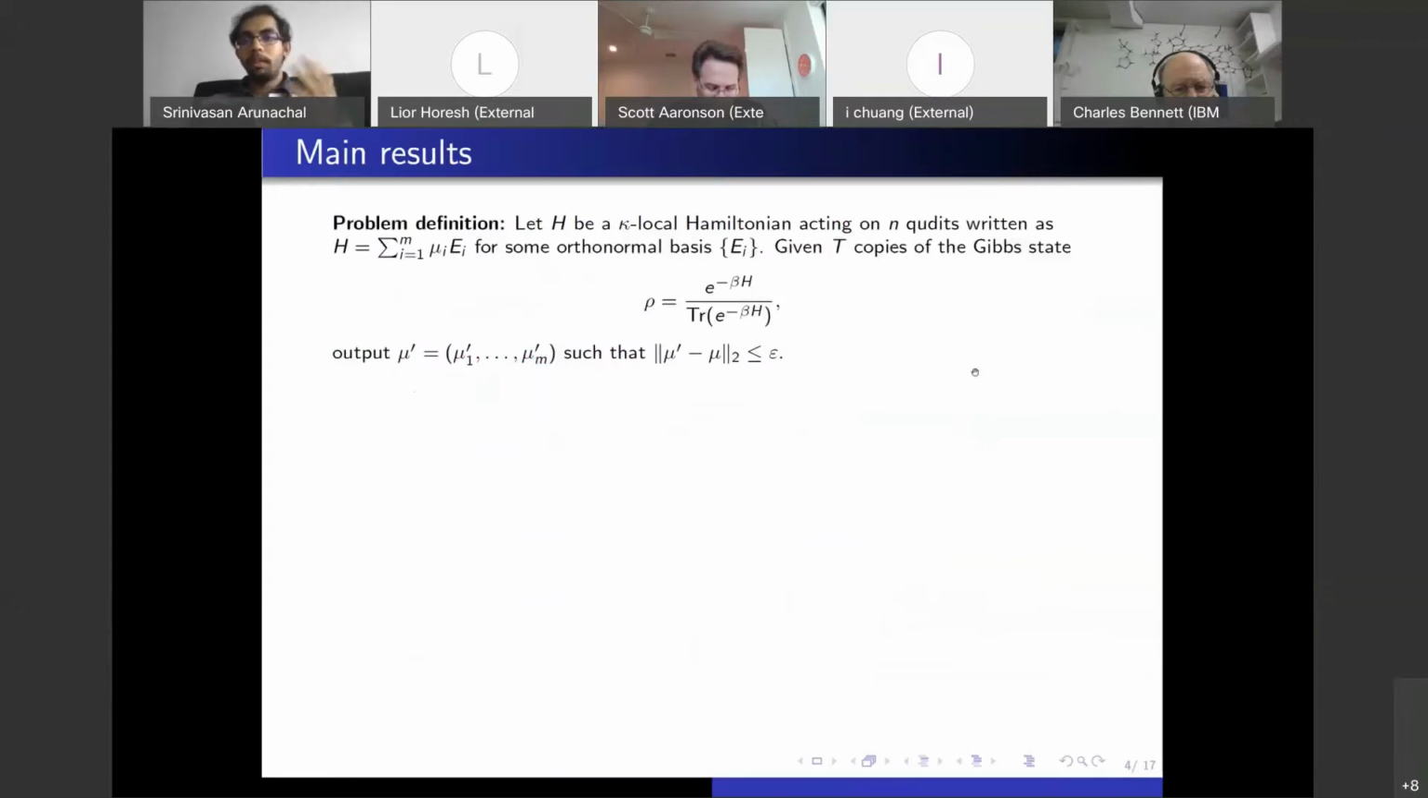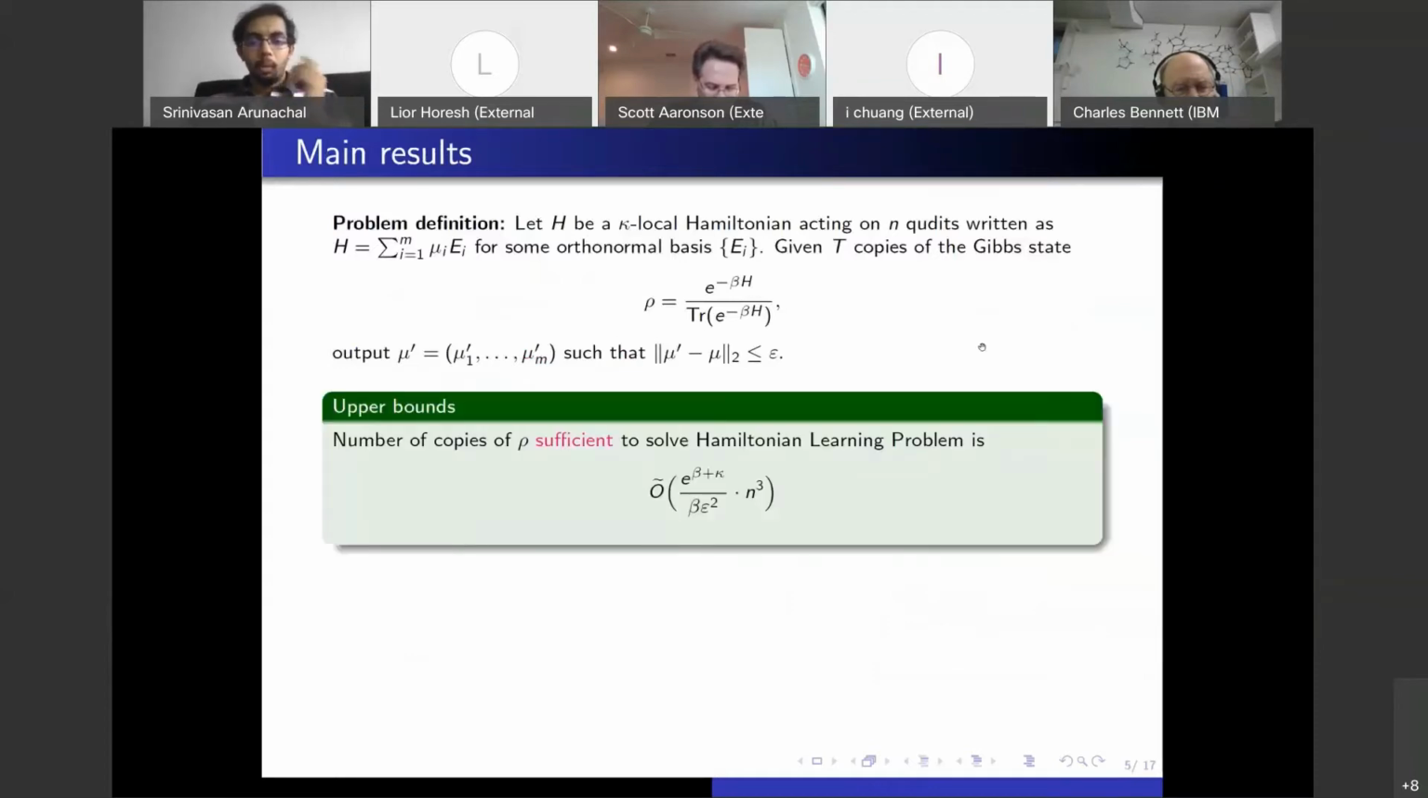Right, so just to recap, this is the problem. You have an unknown k-local Hamiltonian H. You're given copies of a Gibbs state. You would like to predict the interaction strengths mu. Our main results are the following. We show that polynomial in the number of qubits, the number of samples of this Gibbs state suffices to learn these coefficients mu up to error epsilon. We have to pay an exponential factor in the inverse temperature and the locality.